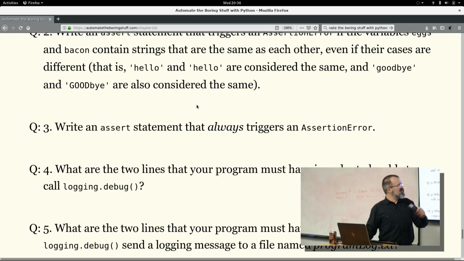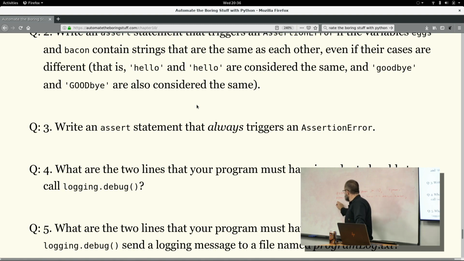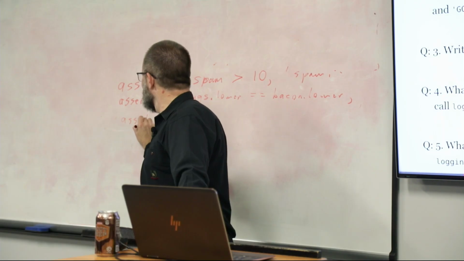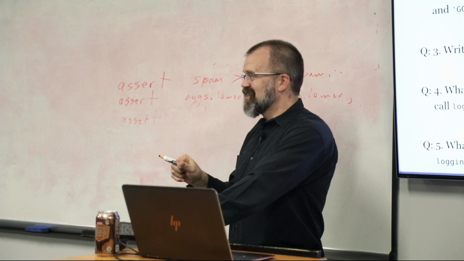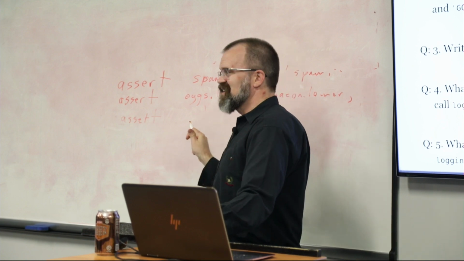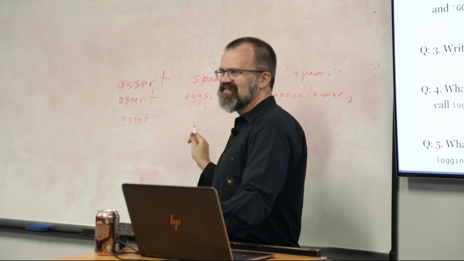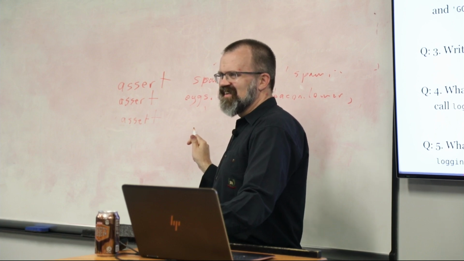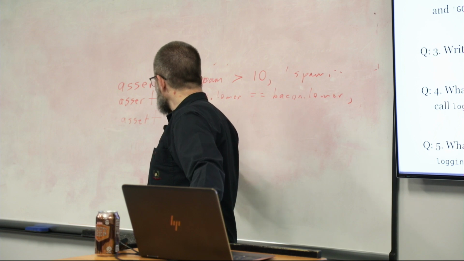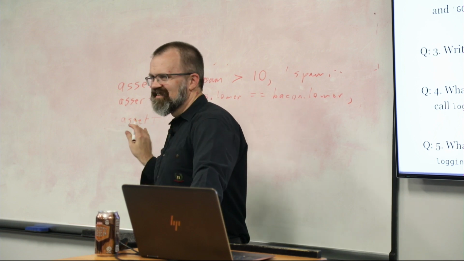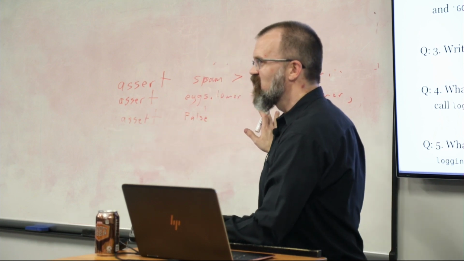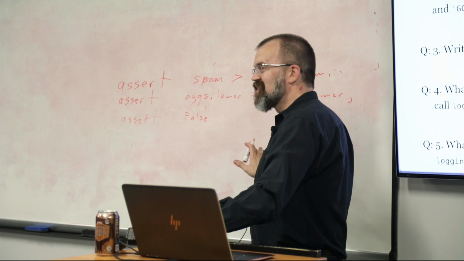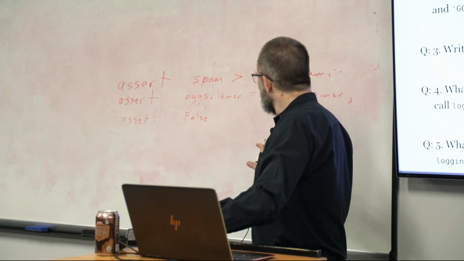Write an assert statement that always triggers an assertion error. Well, there's an infinite number of those. Assert true. How about assert false? So that's a very interesting question. Should it be assert true? Should it be assert false? Usually your assert statements make a little more sense, like assert there's money in the bank.